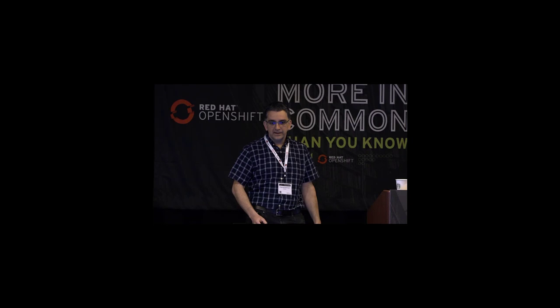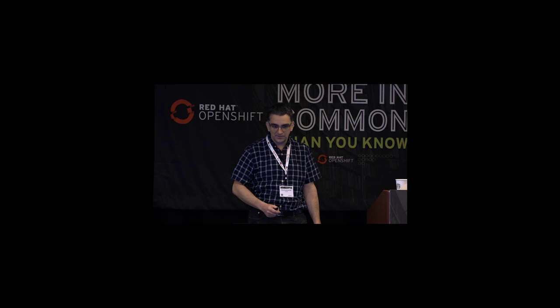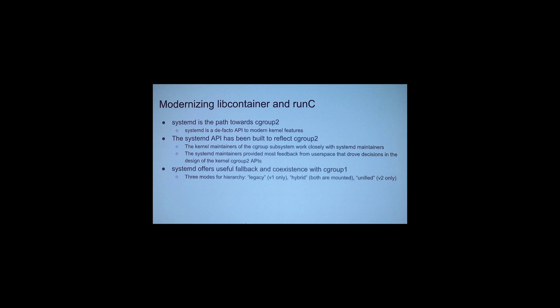Libcontainer is not cgroup v2 friendly, and that's what we're trying to fix. So systemd is the path towards cgroup v2 because everybody loves systemd. And essentially, systemd has been embracing the cgroup 2 API. A lot of cgroup v2 design was made based on feedback from systemd. Systemd has become, in a way, like an API to kernel features from user space.